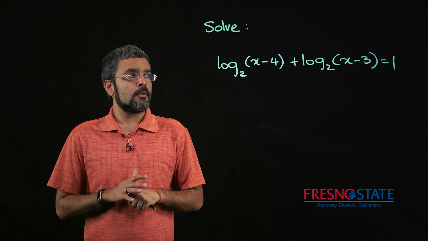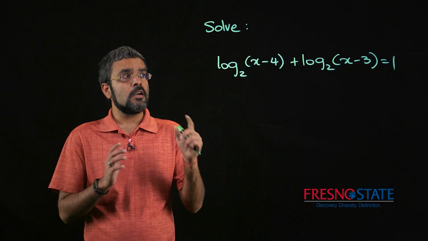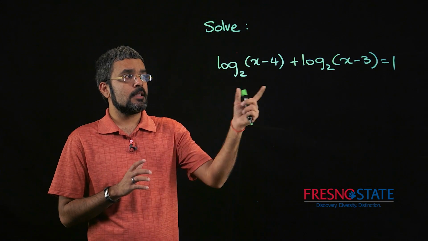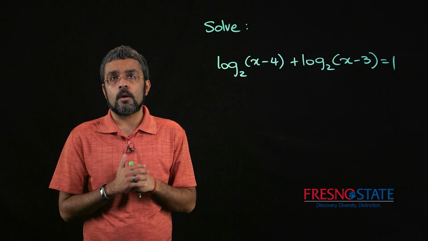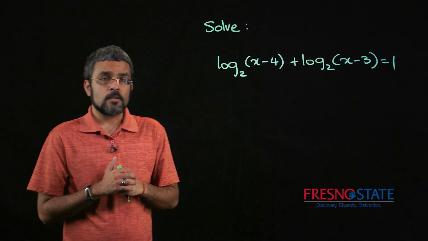Let's look at another example of solving log equations. So here I have two logs and I want to set them equal to 1, and so I want to figure out again what is x. So how do I solve these?